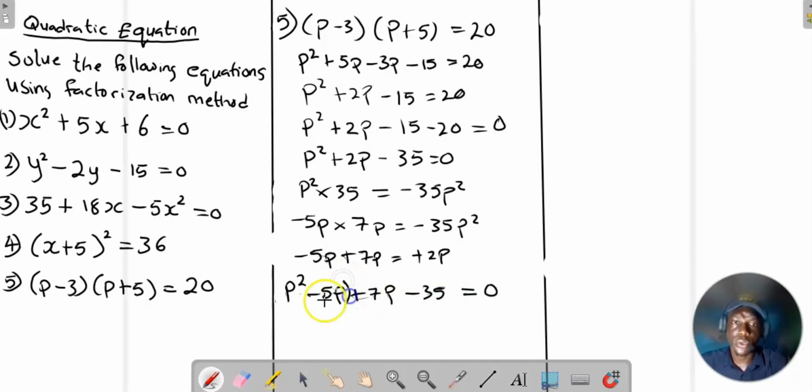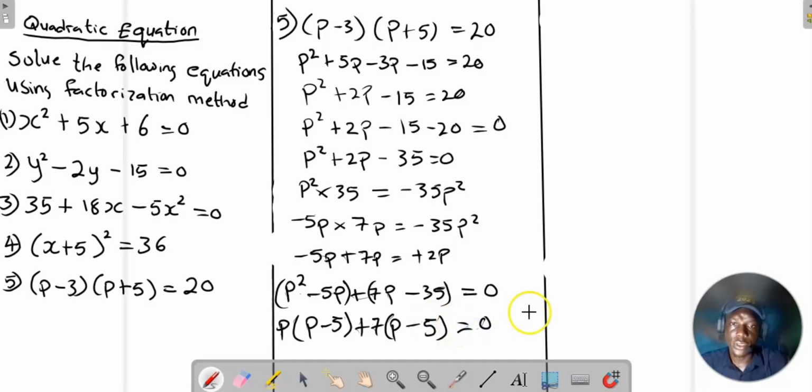So let's group. When you factor out, what's common here is p. When you factor out p, you are left with p minus 5. Then what's common here? You factor out 7. 7 is common. So plus 7, you are left with p minus 35 divided by 7, which gives us 5. So this is equal to 0.